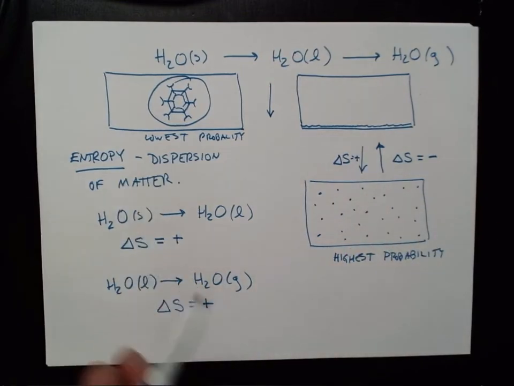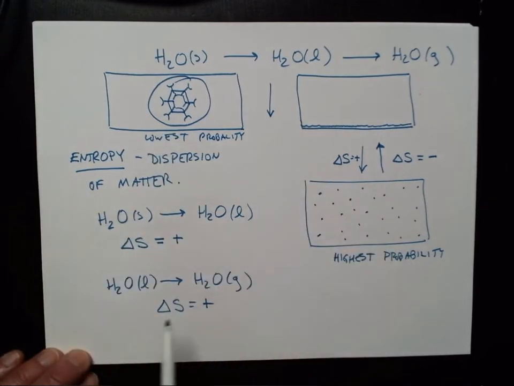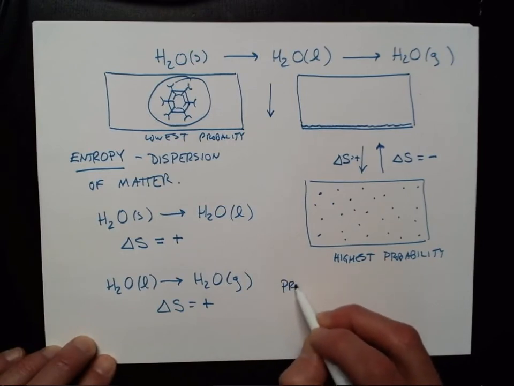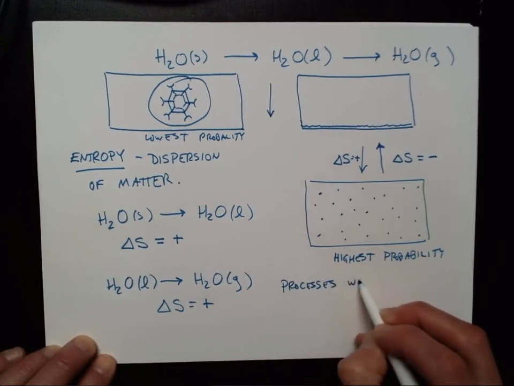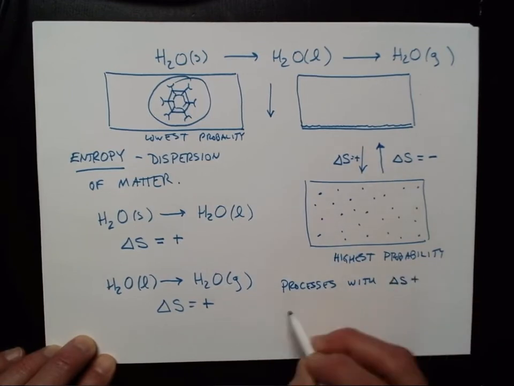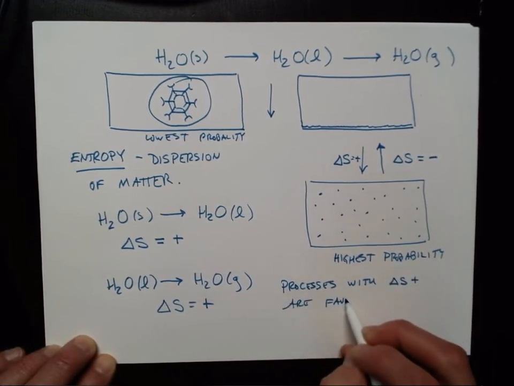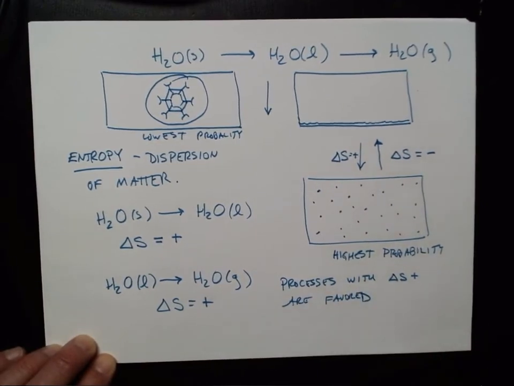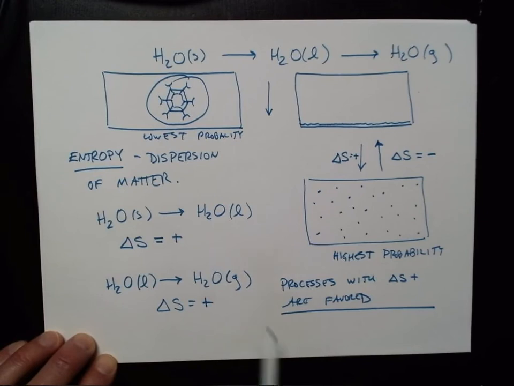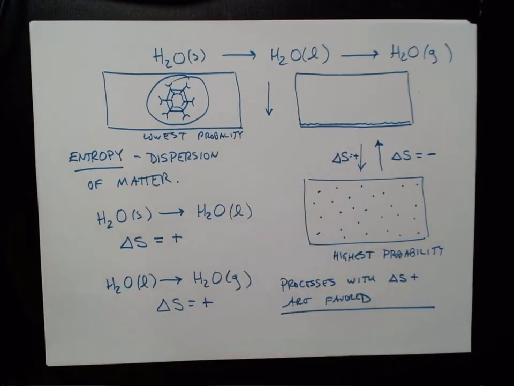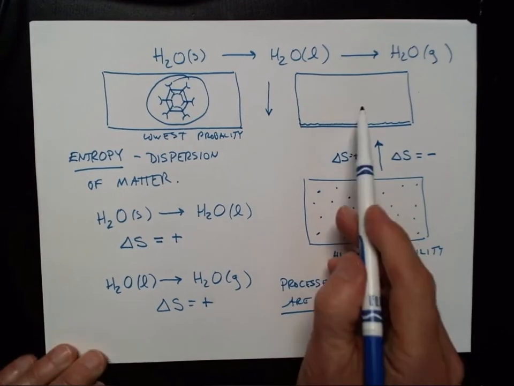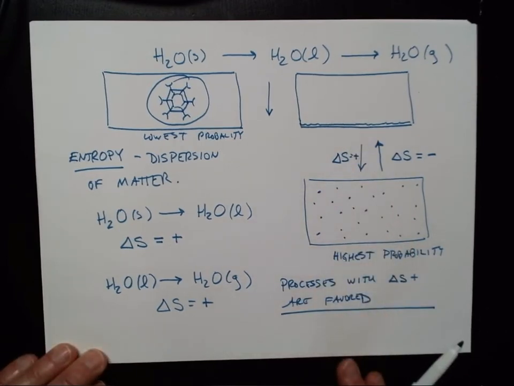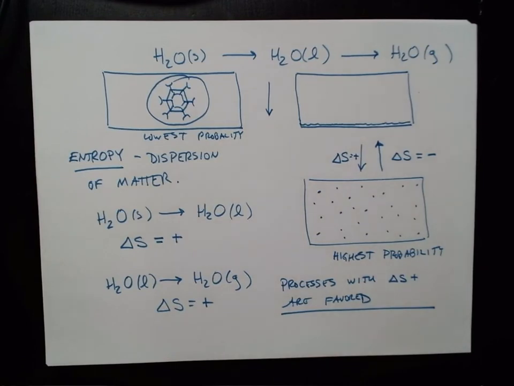So this is another consideration that we have to take into account: both the dispersion of energy, as is envisioned through the enthalpy, and the dispersion of matter, as is envisioned through the entropy. And it turns out that processes with delta S positive are favored on the basis of probability. It's almost like a nonsense statement. You go to states of higher probability because they're more probable. It's favored because it's more probable.